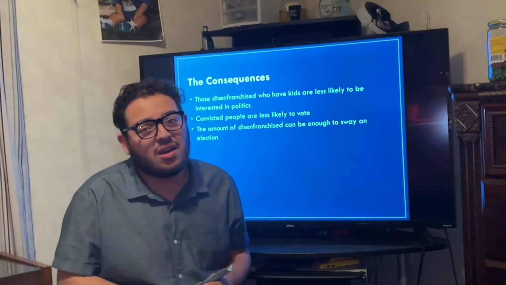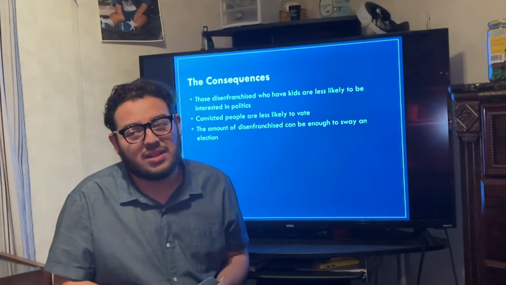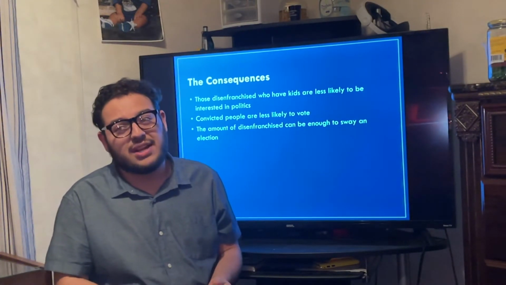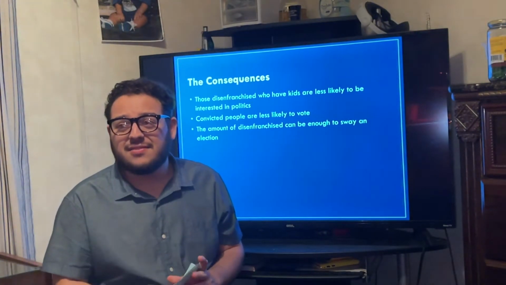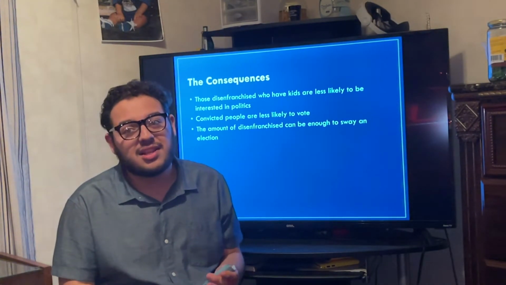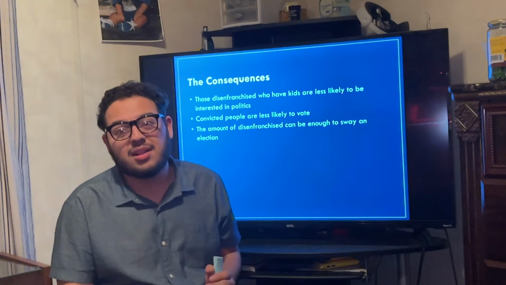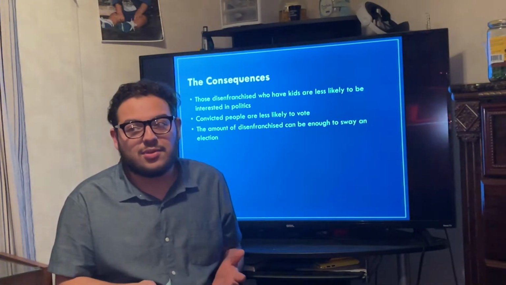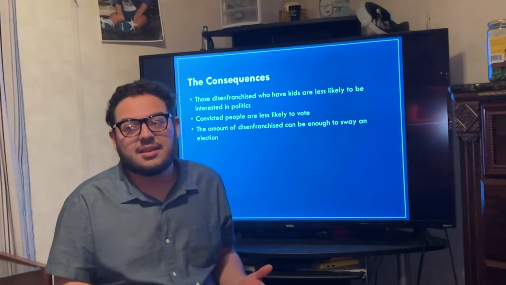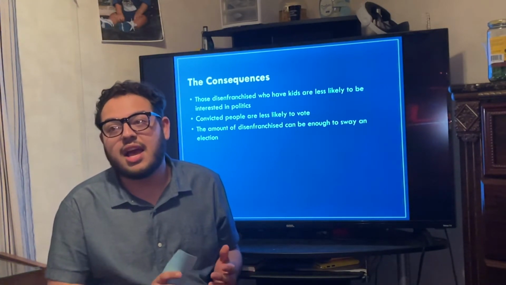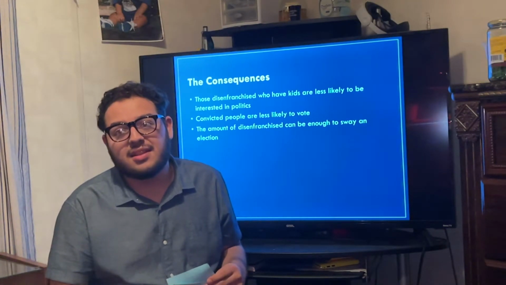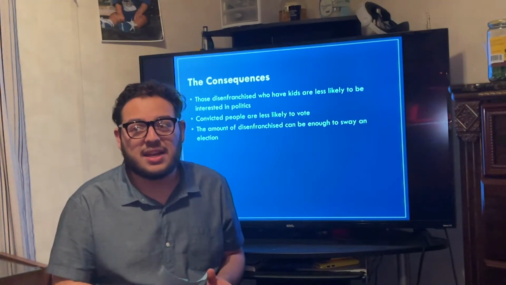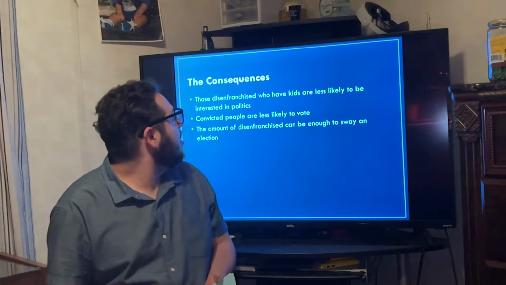So there are large consequences for disenfranchising such a large group of people. People who are disenfranchised, their kids are less likely to be interested in politics. Thus, the voter turnout will be a lot less because of a younger generation having a disinterest in politics, meaning that young people who could have swayed elections didn't vote.